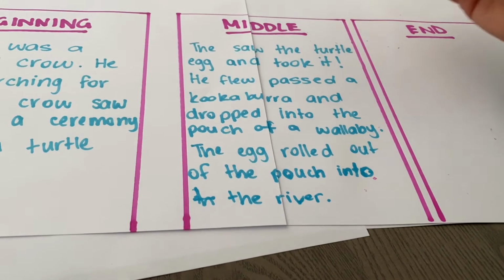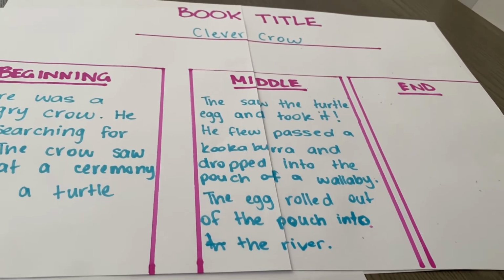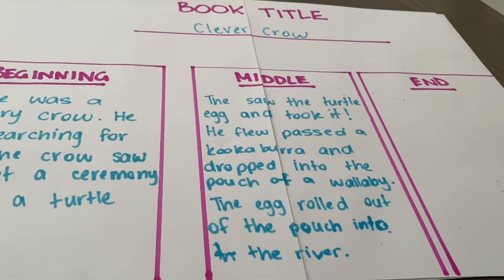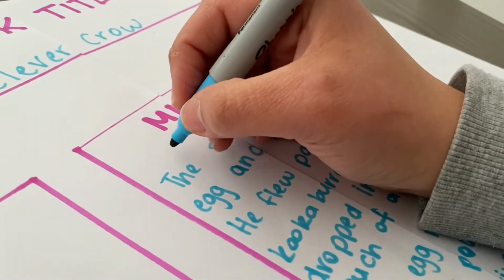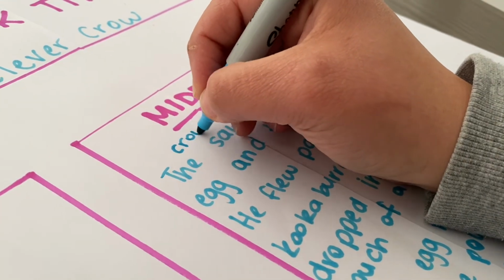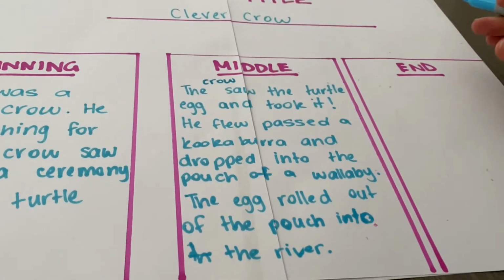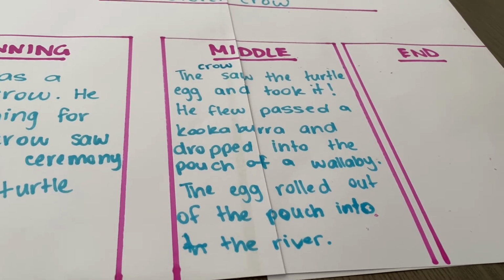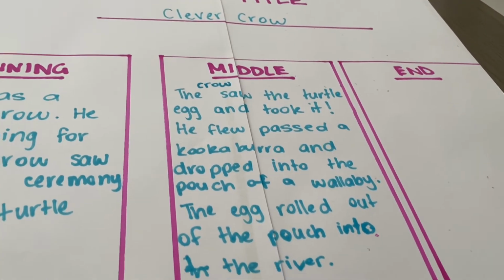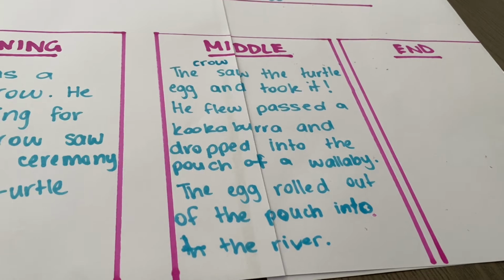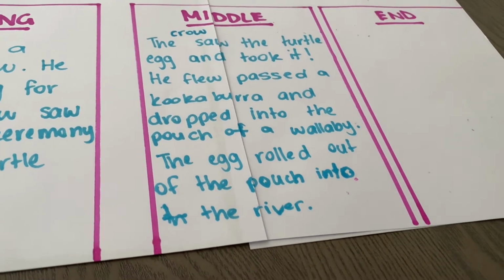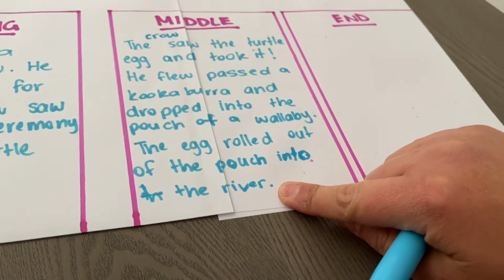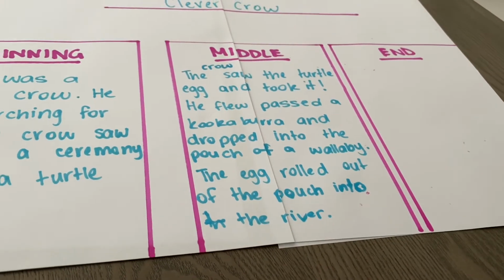Saw the turtle egg and took it. Well, what do I need to do to fix it? What makes sense? The crow. So I forgot the word the crow. So lucky I went back to reread my writing, and that's where I can put it right at the top. Let's read my sentence now. The crow saw the turtle egg and took it. That's better. He flew past a kookaburra and dropped it into a pouch of a wallaby. The egg rolled out of the pouch into the river. And I made sure I still continue to use full stops at the end of my sentences and capital letters.